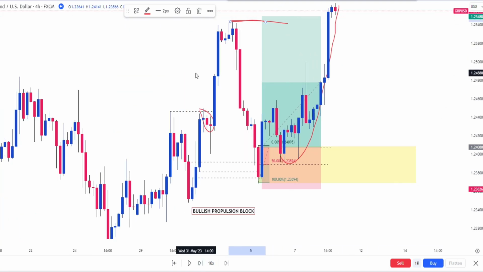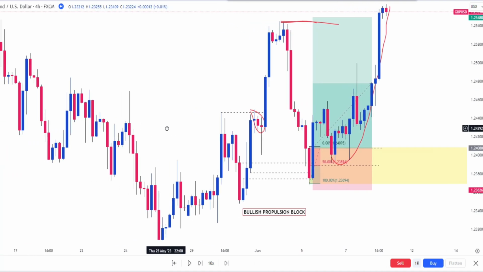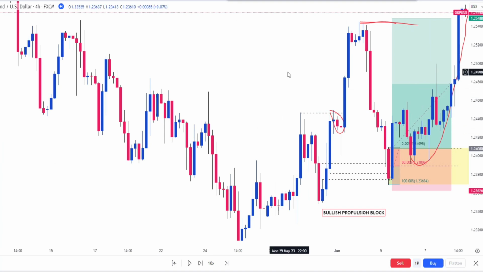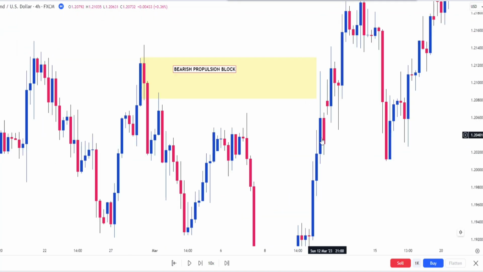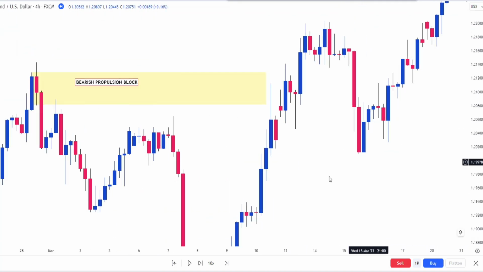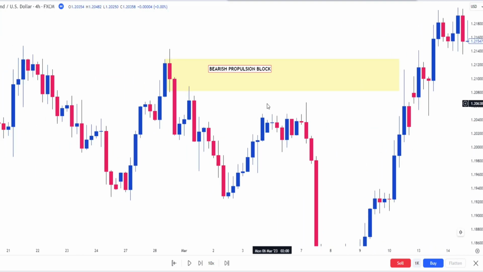Okay, so this is what a propulsion block is, and in this example I gave you an example of a bullish propulsion block. So let me show you a bearish propulsion block quickly, then we're going to close these examples. So I have another example here, a bearish propulsion block right here.